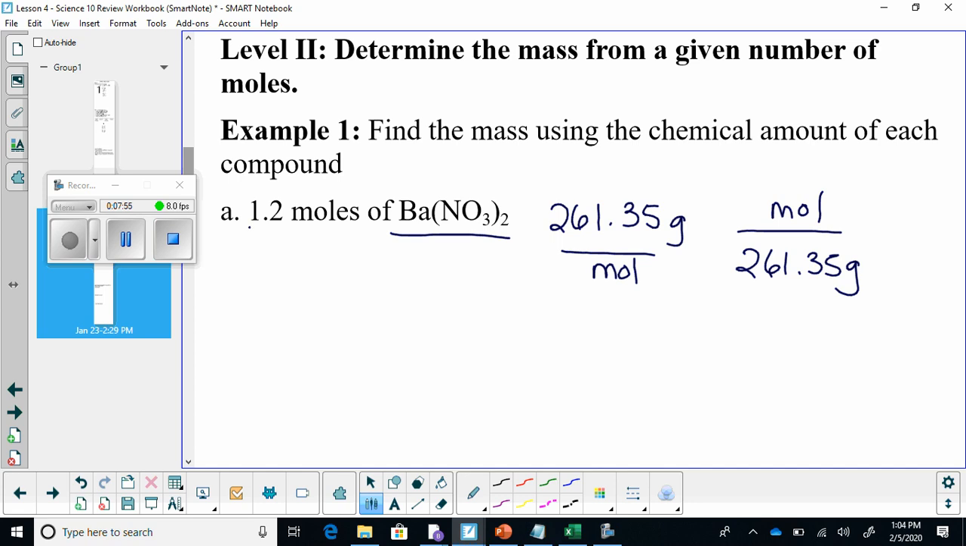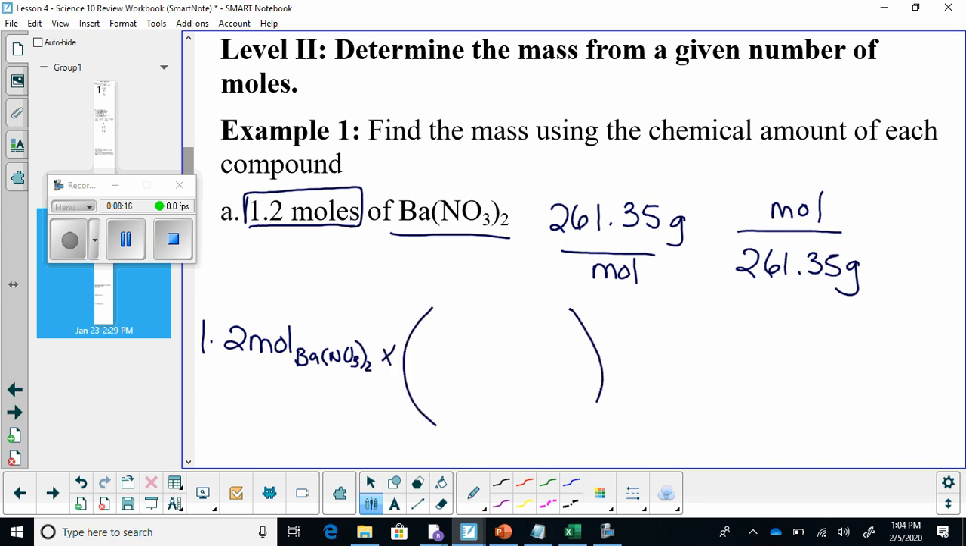Now, we have 1.2 moles of this compound. We want to find out what the mass is associated with that. So I take this number from the problem and begin my unit analysis with it. So I have 1.2 moles of barium nitrate.